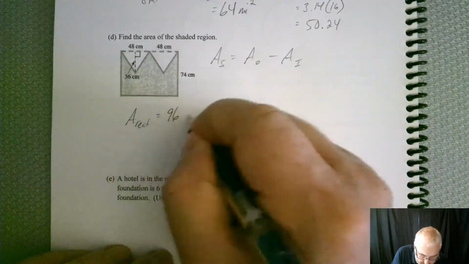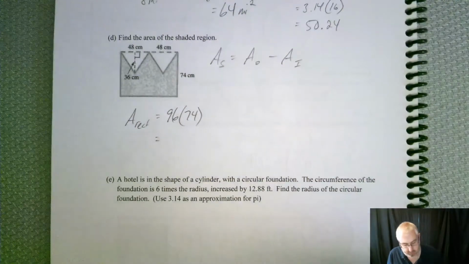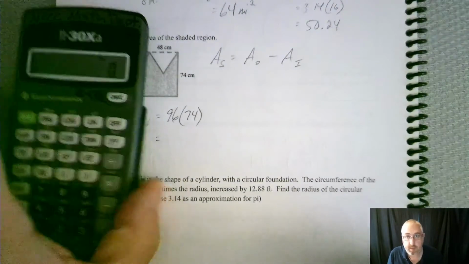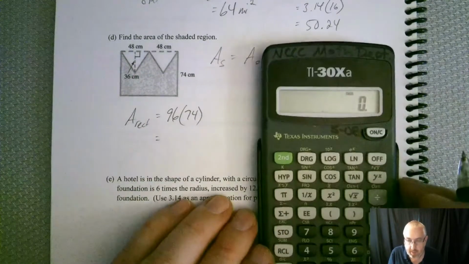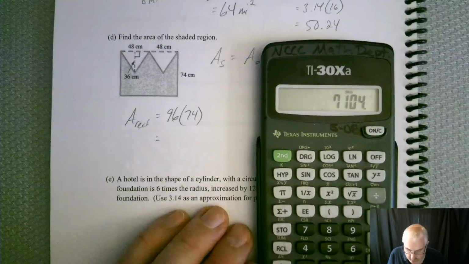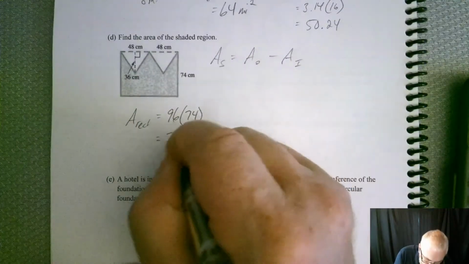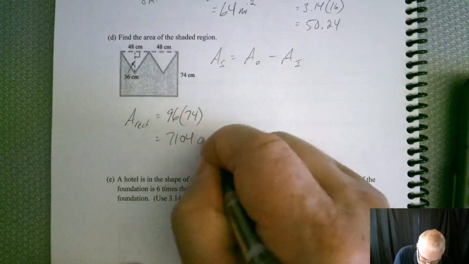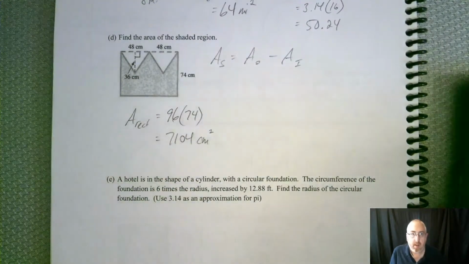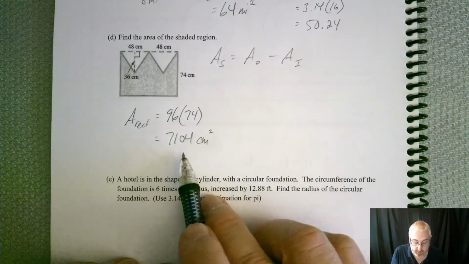So we have 96 times 74, which, let's see what that is. Let me go over here, see a little bit better. 96 times 74, 7104. So 7104, and let's put our units in there too. It's always good to get in the practice of putting those units in there when they're in the problem. Okay, so we have that.